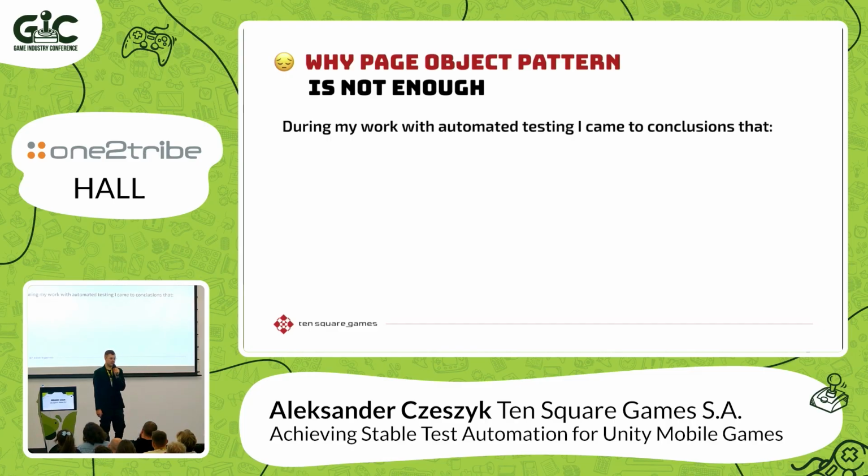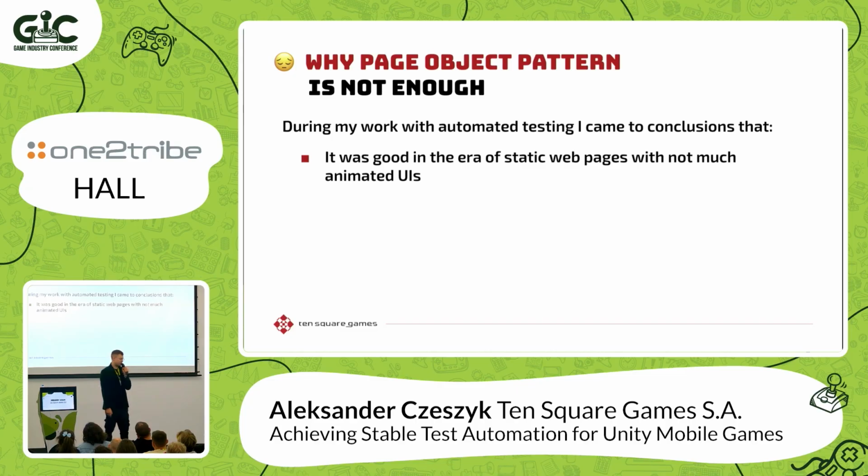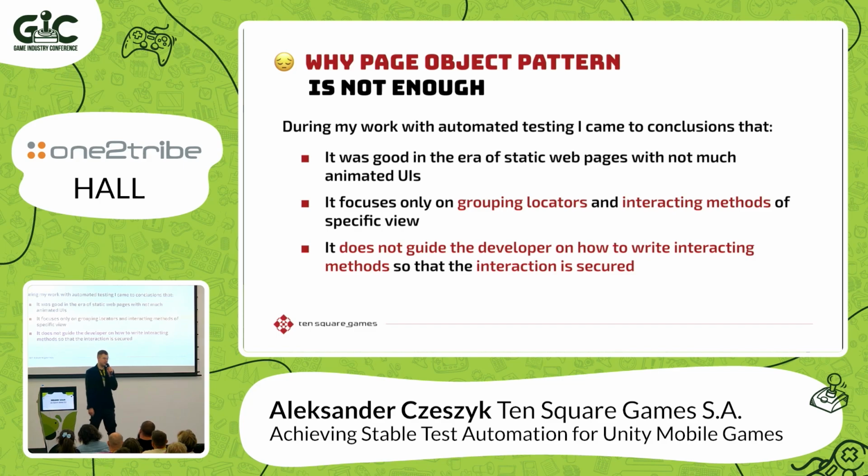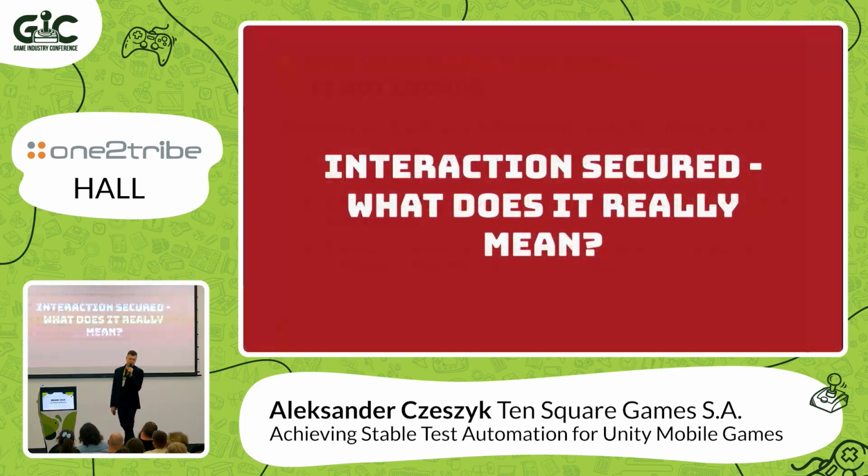I have found out that this pattern was mainly good in the era of more static web pages, less animated. When you clicked something and the web page would just load up, and that was good because it didn't involve much movement. It focuses only on grouping locators and those interacting methods, but it doesn't guide the developer how to write those methods so that the interaction is secured. But what do I mean here? What does it mean that interaction is secured?